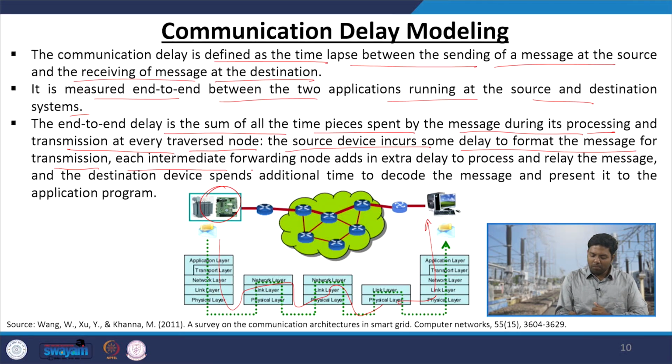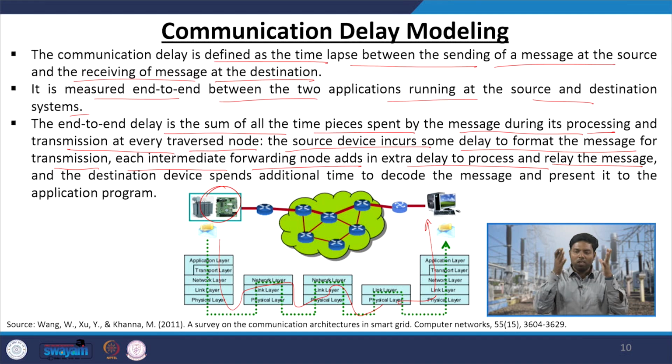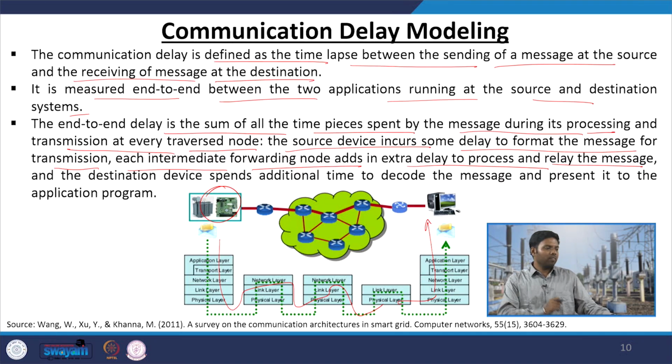Each intermediate forwarding node adds an extra delay to process and relay the message. If it is a very long distance transmission line, you cannot put a single long line or medium. We have to put a few routers or hops, or you can say communication nodes, where one communication channel will end and then another will start. So every device will have some communication delay or processing time. If you add those processing times, that is also added to the delay properties.